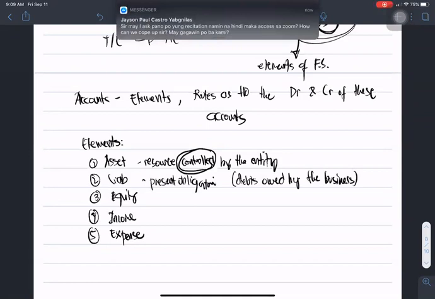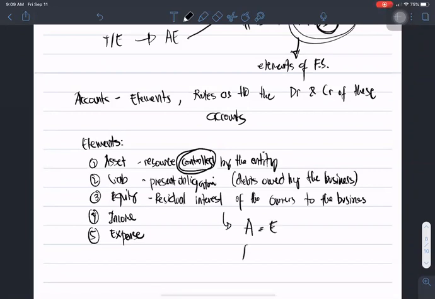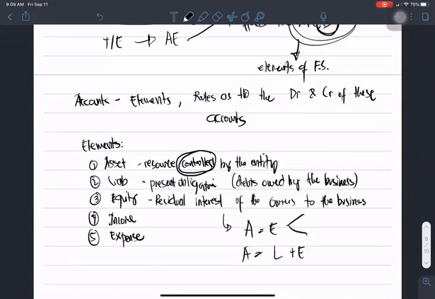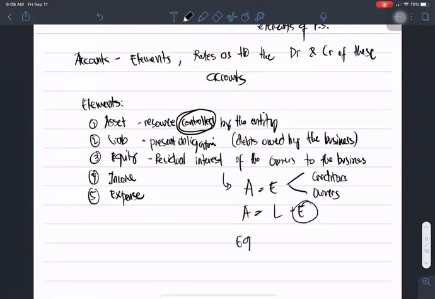Next, we also have your equity. So what is an equity? Equity is the residual interest of the owners to the business. So why do we say it is a residual interest? Because again, remember, I have already presented to you this one. Asset is equal to your liabilities plus equity, because asset is the equity of your creditors and your owners. So when we say residual interest, you try to compute for equity.